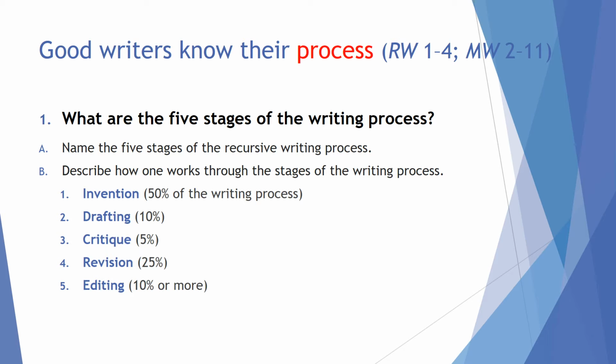To answer well, you should be able to A. Name the 5 stages of the recursive writing process, and B. Describe how one works or should work through the 5 stages of the writing process. First, invention is 50% of one's time, effort, and energies. Invention includes discovering and defining the research question, considering and proposing a thesis statement, and creating or discovering reasons and evidence to support one's thesis. Invention involves identifying one's target readers and seeking to address their questions, concerns, and reservations in the rhetorical situation.